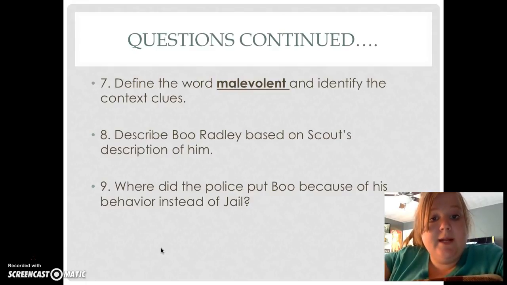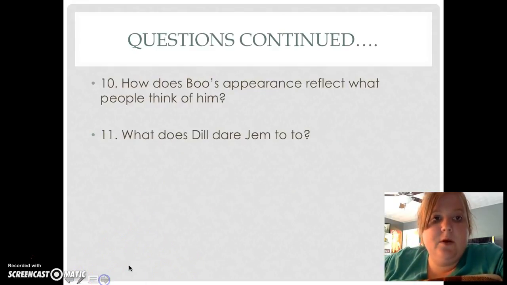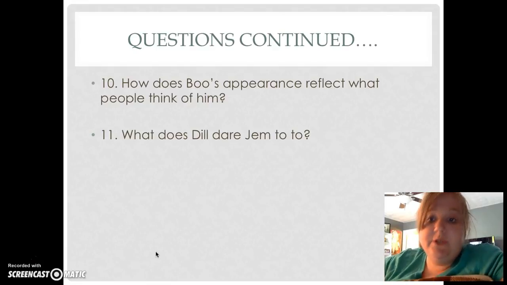9, where did the police put Boo because of his behavior instead of jail? 10, how does Boo's appearance reflect what people think of him? And finally, 11, what does Dill dare Jem to do?